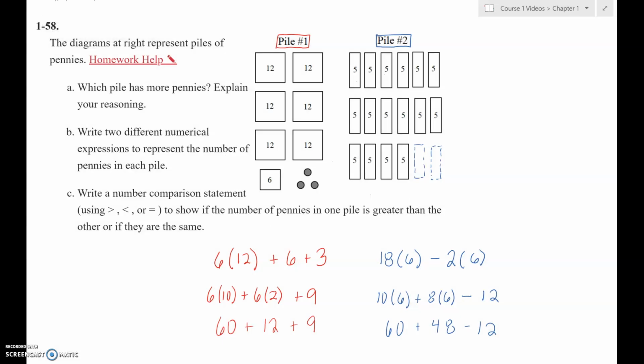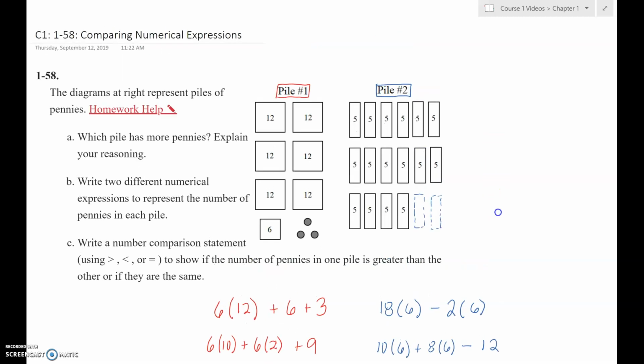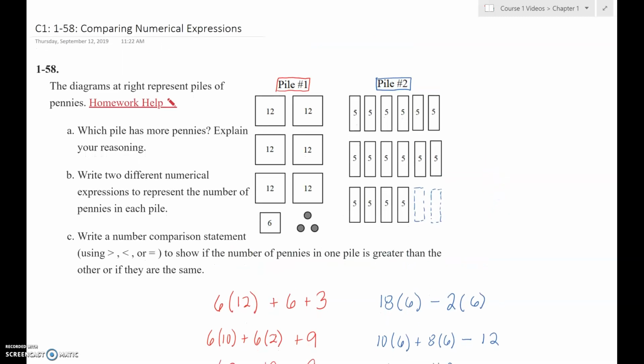This problem comes from Course 1 of the 6th grade book, comparing numerical expressions, problem number 58 from Chapter 1. It gives you two piles of pennies, so diagrams. Instead of drawing out all the pennies, it's really smart to just represent a pile of pennies as a square or a rectangle in these cases, instead of drawing out each individual penny.